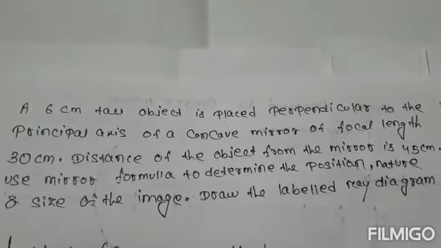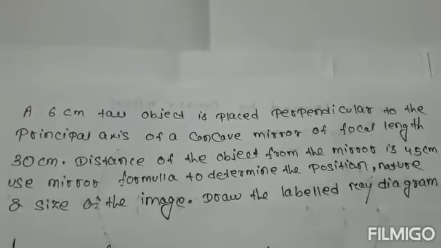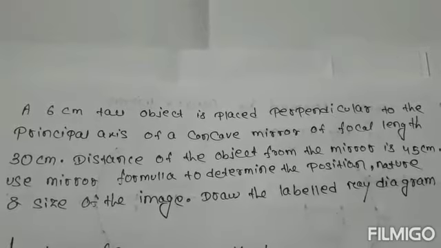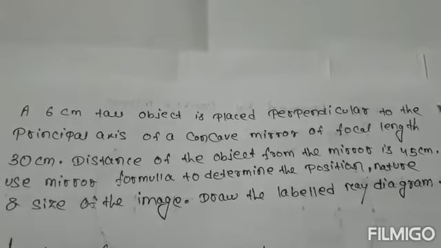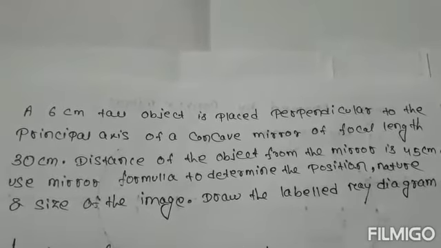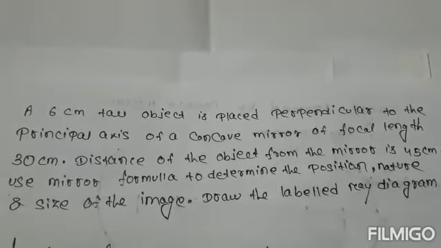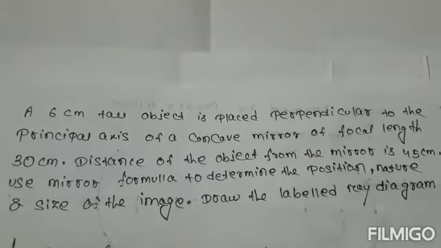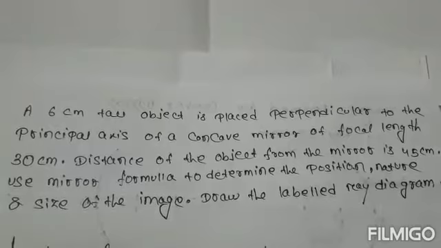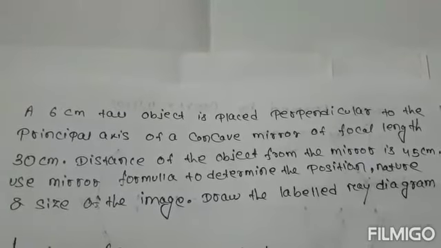A 6 cm tall object is placed perpendicular to the principal axis of a concave mirror of focal length 30 cm. Distance of the object from the mirror is 45 cm. Use mirror formula to determine position, nature and size of the image. Also draw the labeled ray diagram.